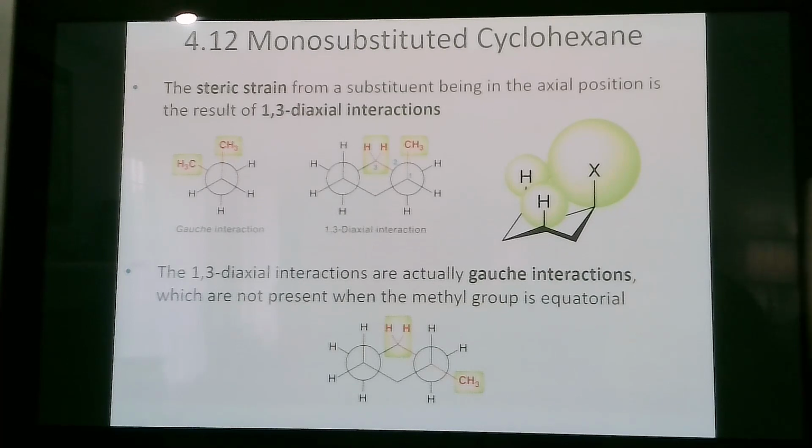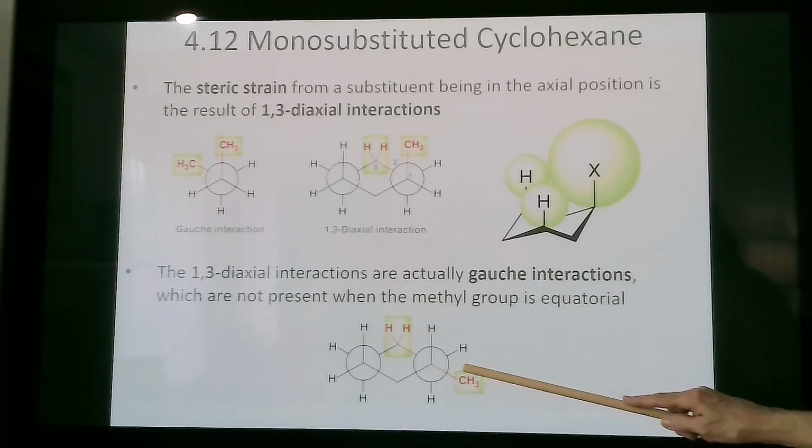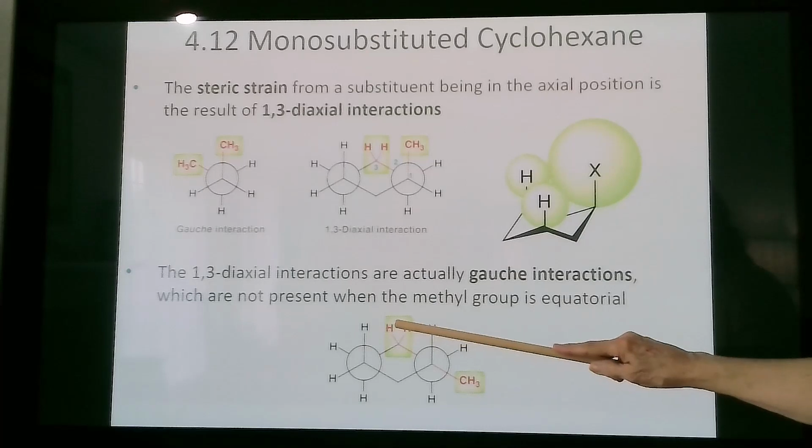Okay, let's see. So if you move the methyl so that it is in the equatorial position, you don't have 1,3-diaxial interactions.